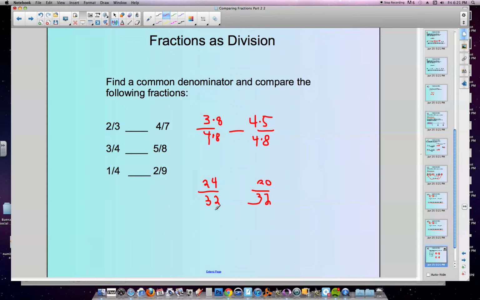And now suddenly, if I've got a segment that's 1/32 in size, if I have 24 of them, that's got to be bigger than if I have 20 of them, because 24 is bigger than 20. And this is a way that we can compare. And this is also going to become really important when we're adding and subtracting and doing a bunch of other stuff with fractions too.